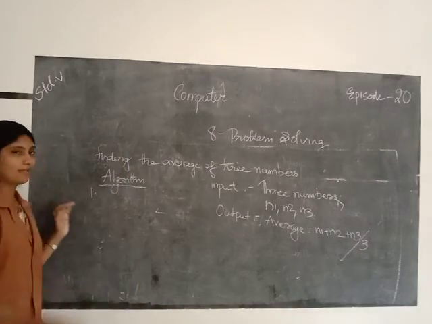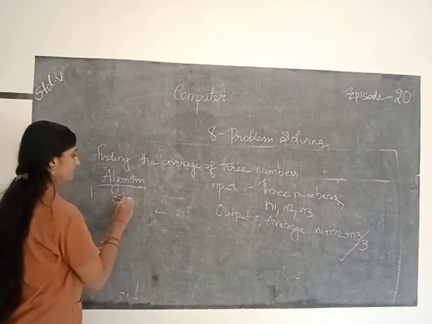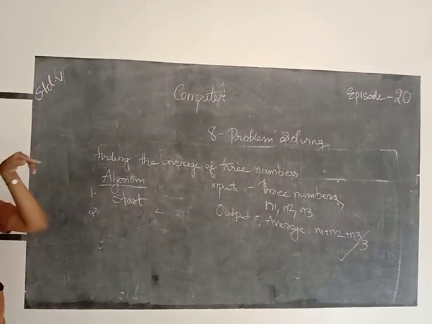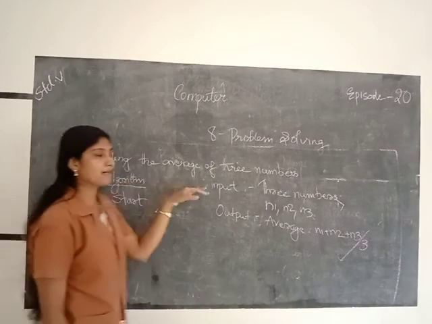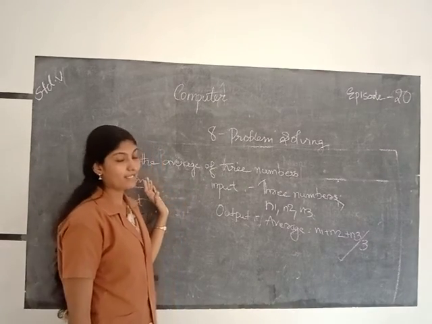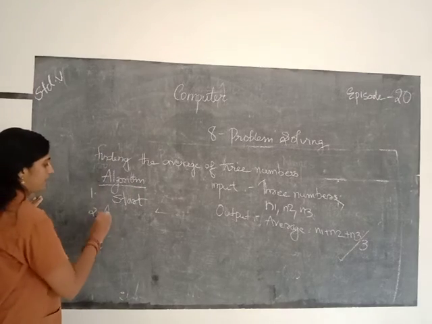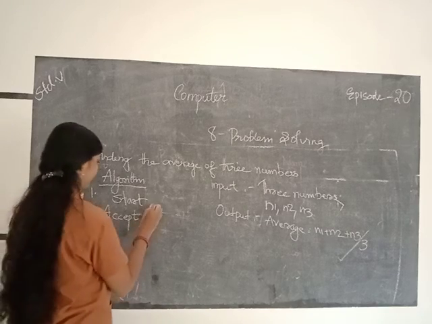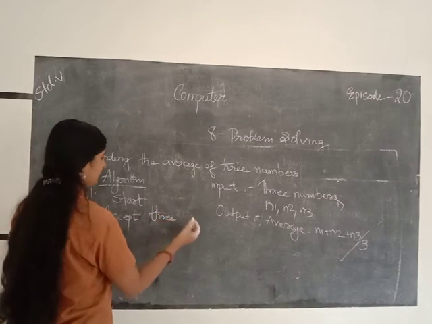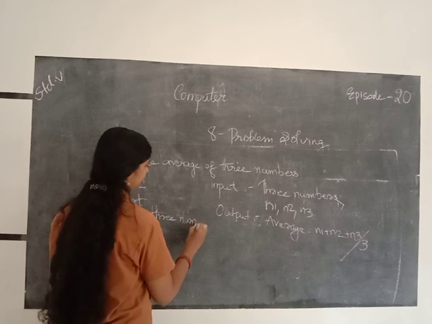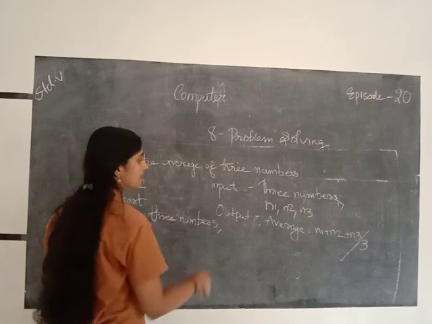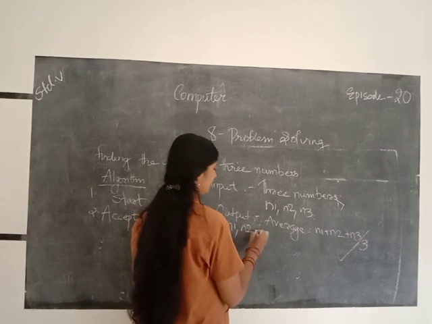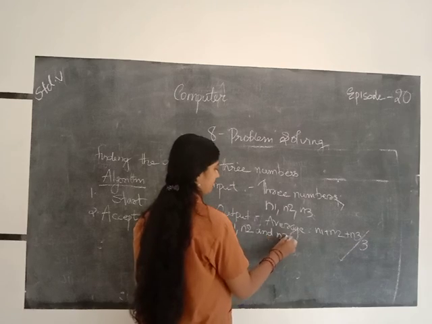First one, step 1 is start. Then step 2, accept how many numbers? 3 numbers. So here the input is 3 numbers, so we can write accept 3 numbers, comma, n1, n2 and n3.